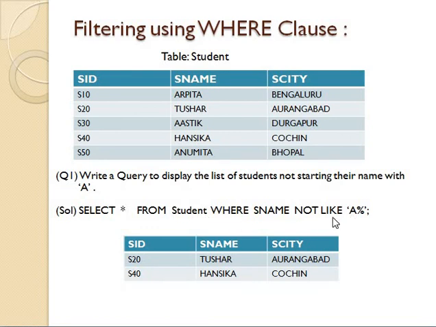And upon executing this query, all the student names which do not start with the letter A get displayed, and out of all these students only Tushar and Hansika get displayed. The corresponding SID for Tushar is S20, as you can find out from here, and the corresponding SID for Hansika is S40, which you can also find out from here. And for the student named Tushar, the corresponding city is Aurangabad. See here. And for the student Hansika, the corresponding city is Cochin. That also you can find here in this original table. So this is the output table that has been generated, and with this I end my presentation here.